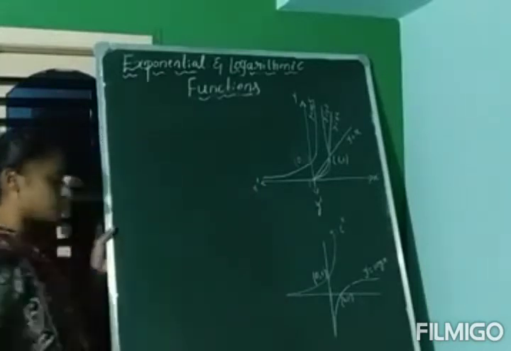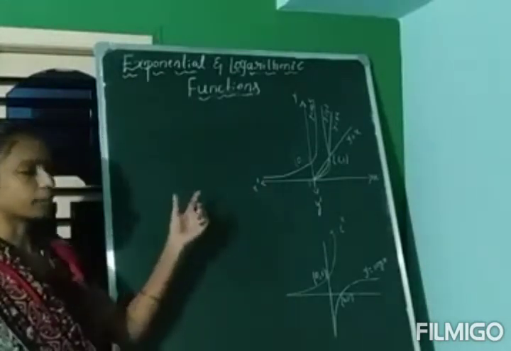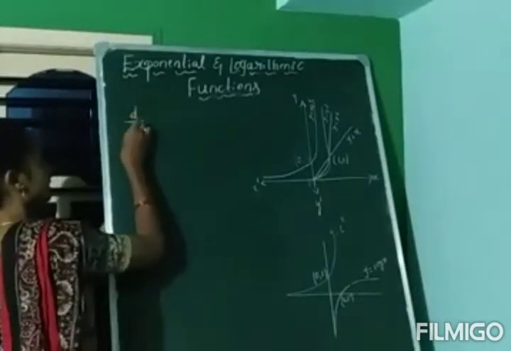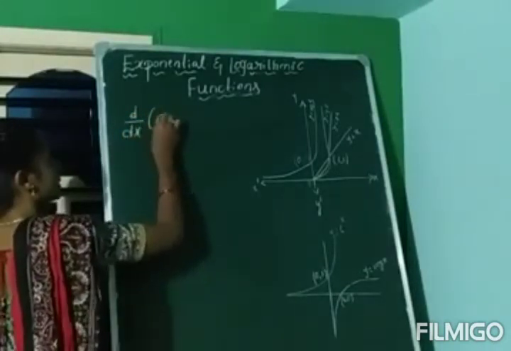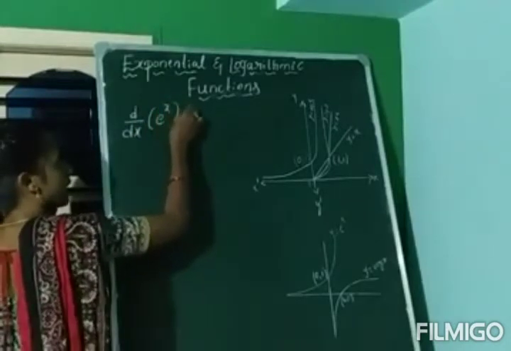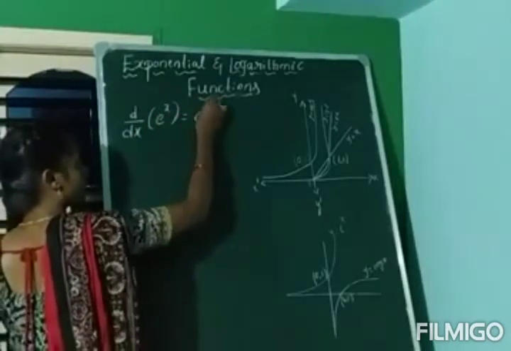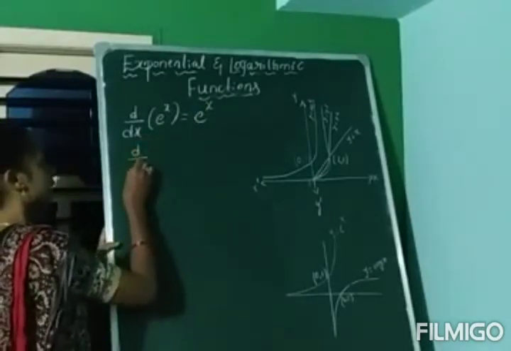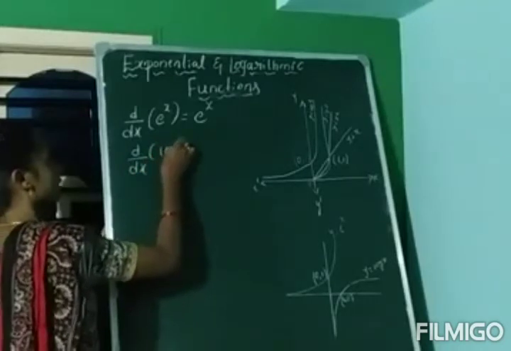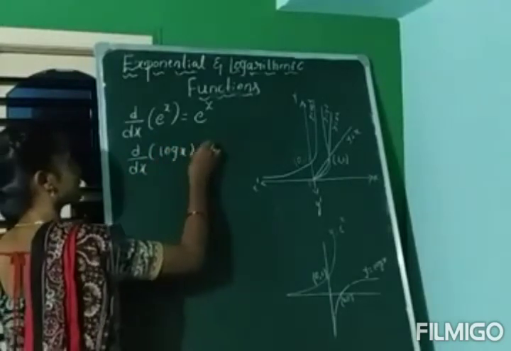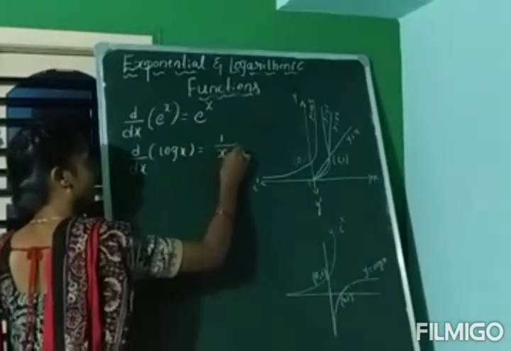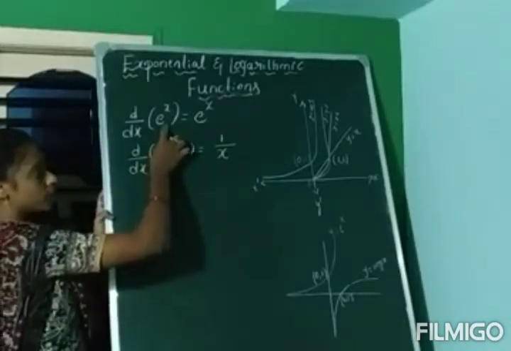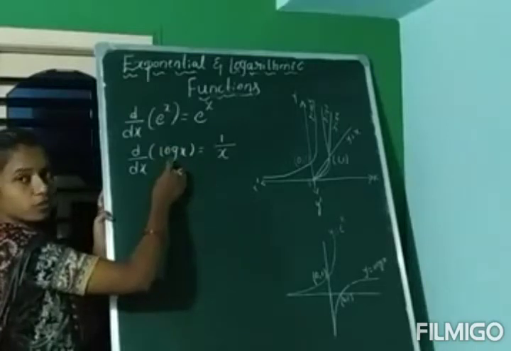So before that, I'll just write the derivatives of exponential as well as logarithmic. d by dx of e power x is nothing but e power x itself. Next, d by dx of log x is nothing but 1 divided by x. This is the derivative of exponential and this is the derivative of logarithmic.